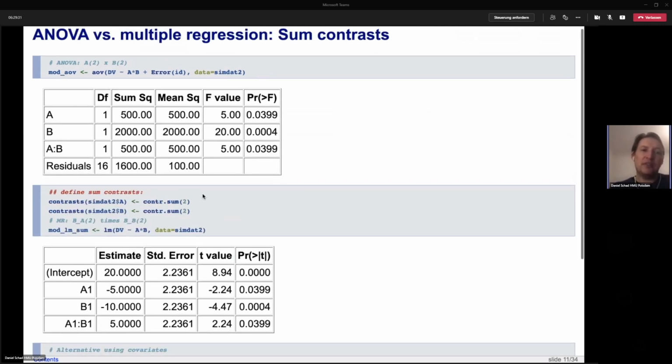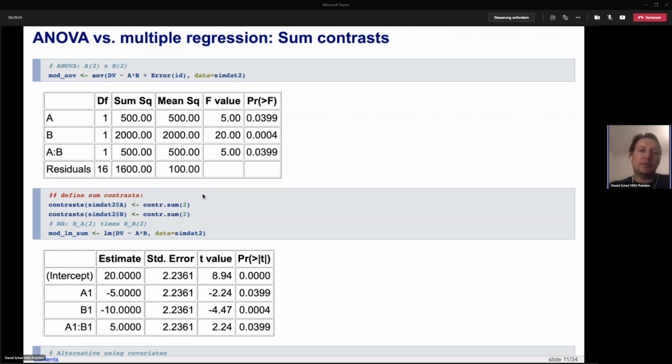What it turns out is that if you have a 2x2 design and you want to get these ANOVA results in the linear model, you have to use some contrasts. So if we assign some contrasts to both factors A and B, and then we run the model, now we can compare the p-values. That's exactly the same for the interaction. And also factor B now is highly significant, 0.0004, and factor A is also the same. And if we square these t values, 2.24 is 5, minus 2.24 is also 5, and minus 4.47 squared is 20. So now we get the same results.